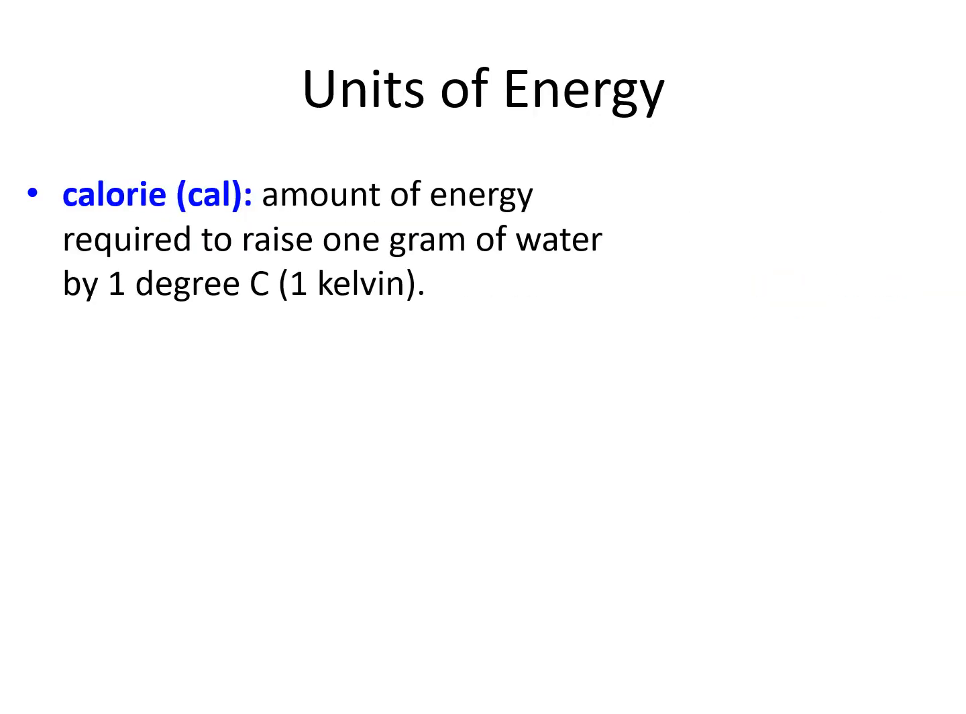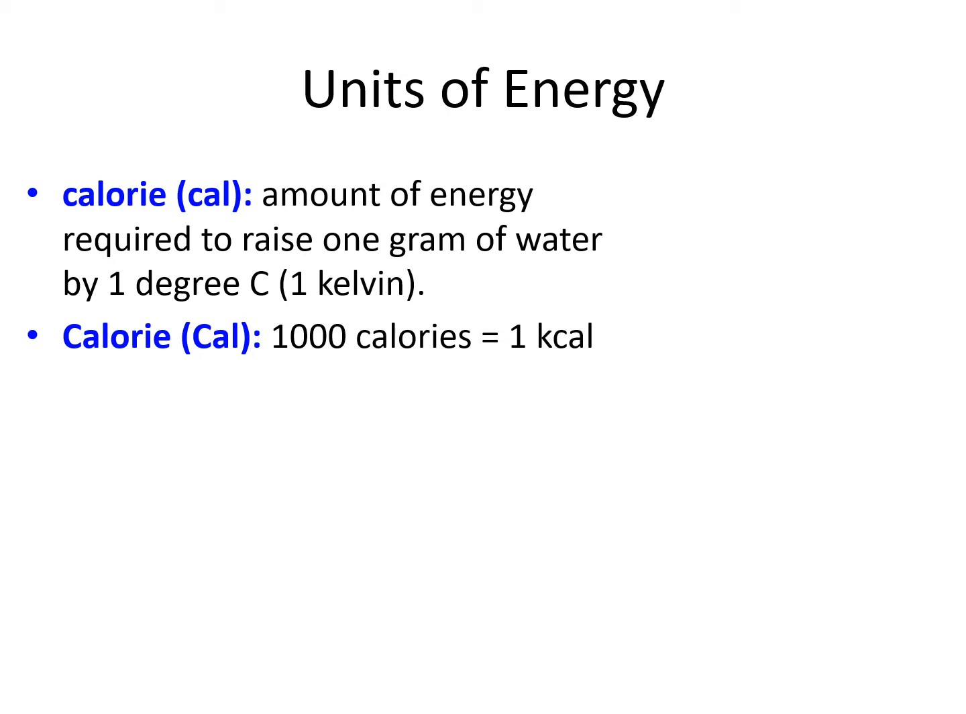So let's go over some units of energy. One common unit of energy is the calorie, abbreviated little c-a-l. Its definition is the amount of energy required to raise 1 gram of water by 1 degree Celsius. And remember, Celsius and Kelvin have the same size of a degree. So a change of 1 degree Celsius would be the same as a change of 1 degree Kelvin.